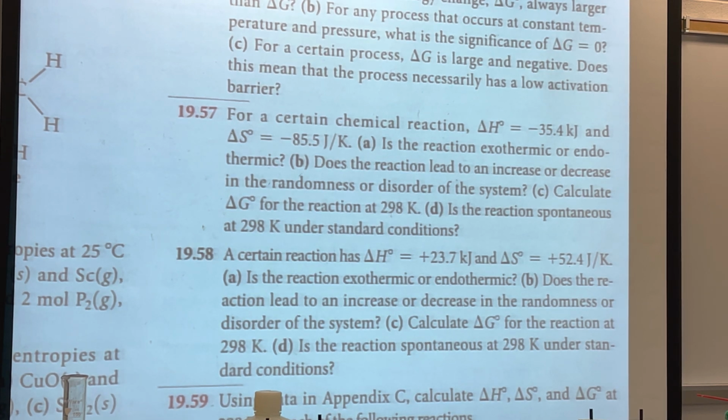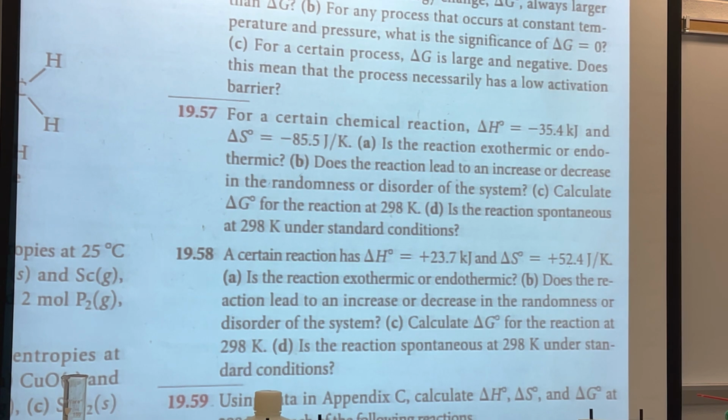B, does the reaction lead to an increase or decrease in the randomness or disorder of the system? In other words, how does entropy change? Well, because it's negative again, that means it's going to decrease. Now, by the way, is this a favorable or an unfavorable change? The heat energy, delta H, that's favorable.